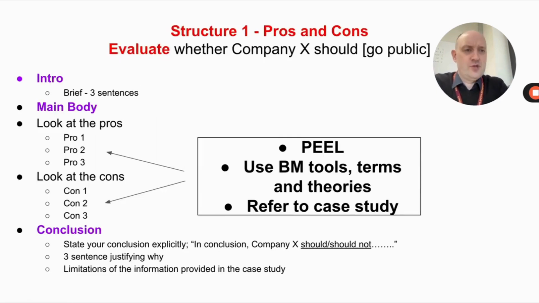A quick reminder of the structure of the AO3. There are many different ways we can structure AO3 essays. This is the way I recommend doing it, but there are other ways we can do it. So firstly, write an introduction. And then the main body, it depends on the question. So this is the pros and cons one. So for example, should company X go public? So you want to do 3 pros, 3 cons. And then throughout this process, you're peeling, you're using the tools, terms and theories, and you're referring to the case study. Again, if you're not sure about any of this, go back to the AO3 video, the one before this on the playlist. And then in this video, we're going to talk about the conclusion that's coming up.